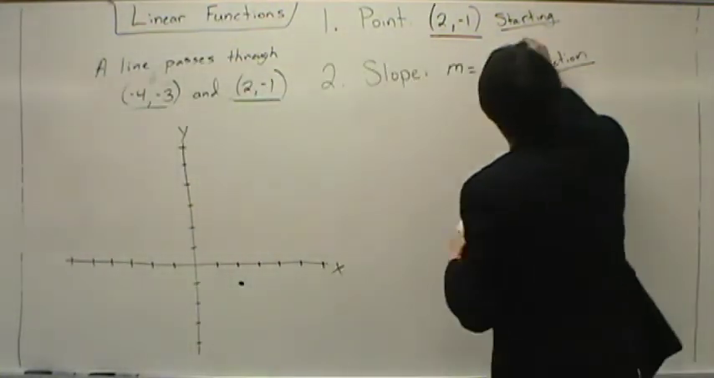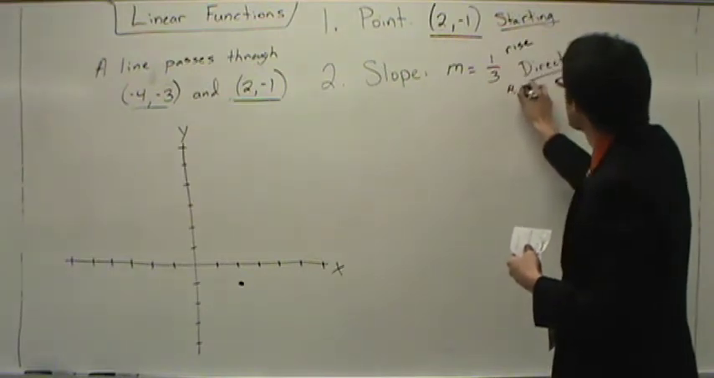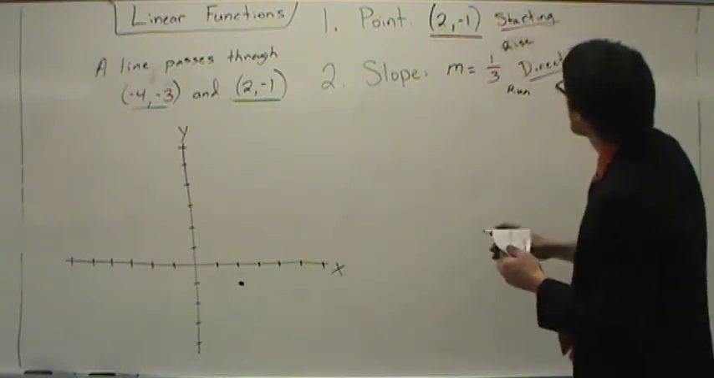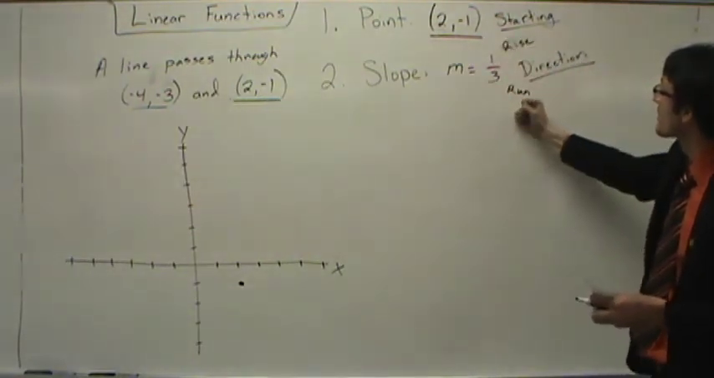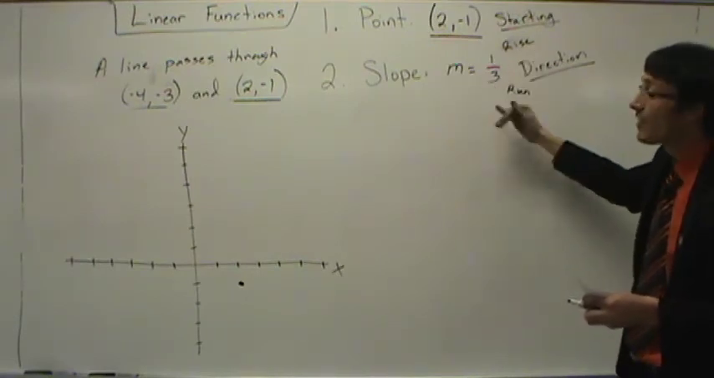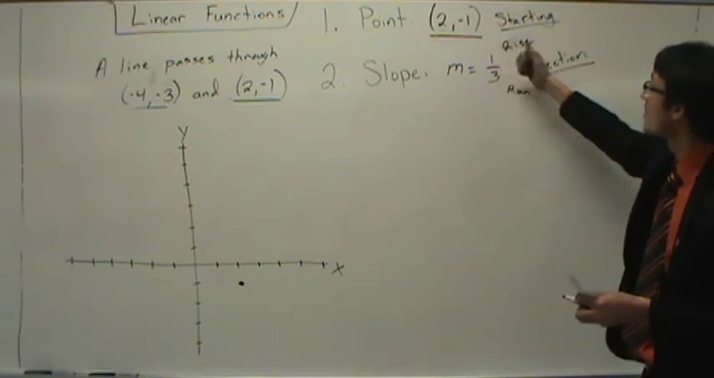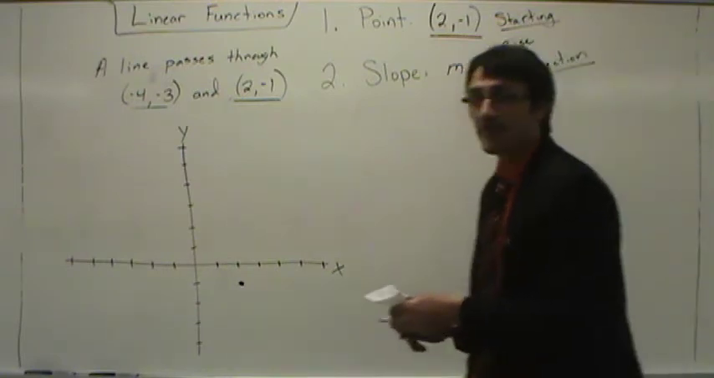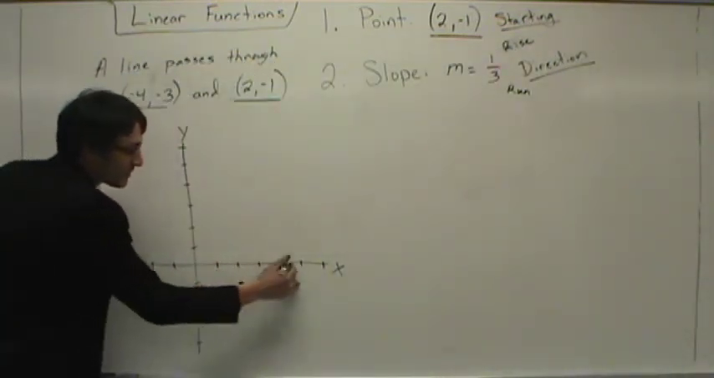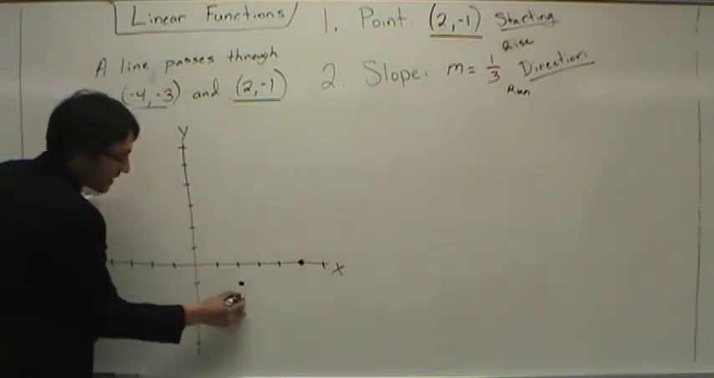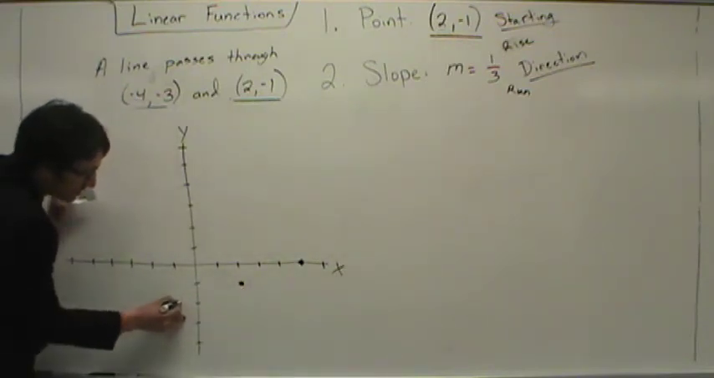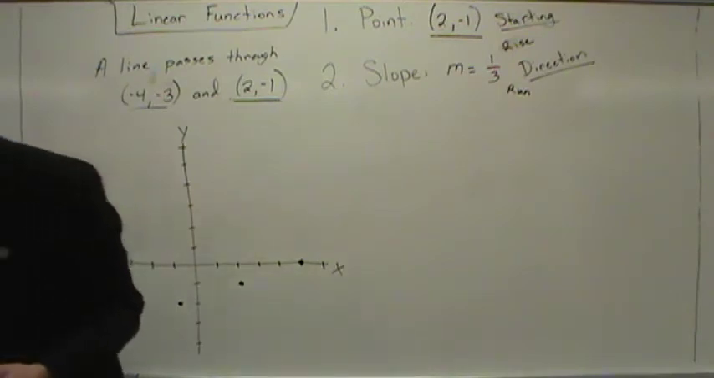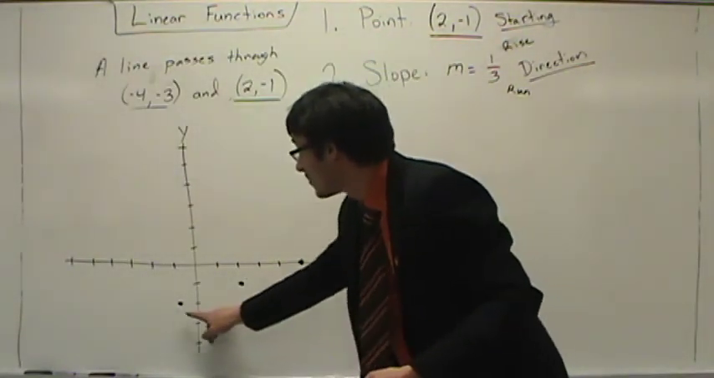Again, slope is rise over run. So our rise is positive 1 and our run is 3. Rise is how far we go up and down. Run is how far we go left and right. So since the rise is positive 1, we're going to go up 1. Since the run is positive 3, we're going to go right 3. So up 1, right 3. From this location, go up 1 unit, right 3 units. Also go down 1 unit and left 3 units. Remember that going up 1, right 3 is the same as going down 1, left 3.